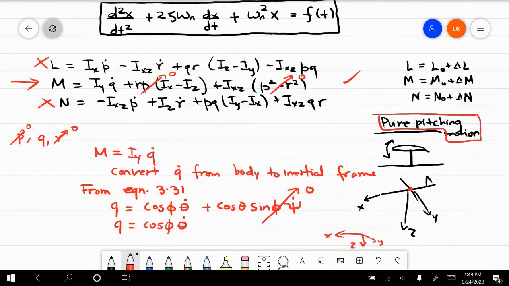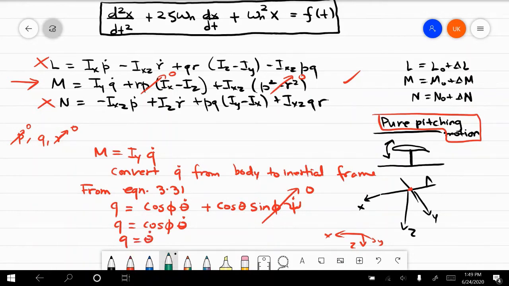And there is also no bank angle, right? So the aircraft is not banking in this example. In a pure pitching motion, it can only move in the xz plane. It can only pitch up and down. So there is no bank or yaw involved here. So phi is equal to 0. And when phi equals 0, cosine phi equals 1, right? So we get q equals theta dot in this case.